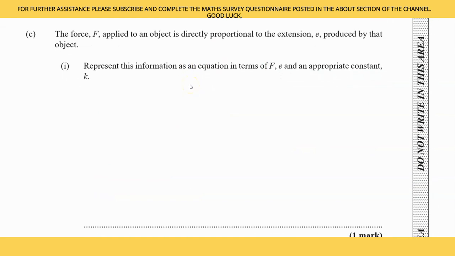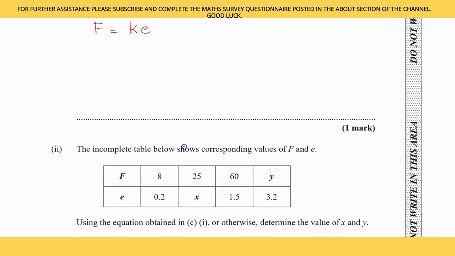It says the force F applied to an object is directly proportional to the extension E produced by the object, and you're required to represent this information as an equation in terms of F, E and an appropriate constant K. So let's have a look at that. F is directly proportional to the extension. So it means that F would equal some constant K multiplied by the extension. So that would be the formula. F is equal to KE.